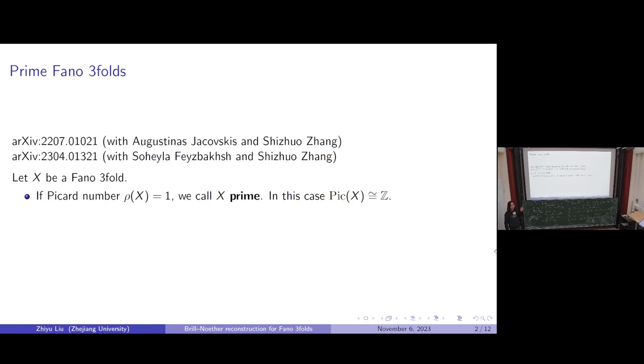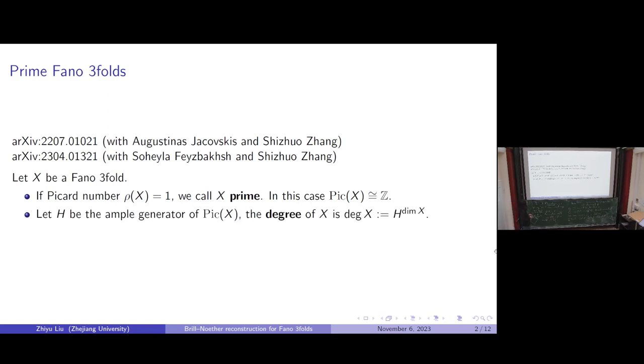We start with a Fano threefold, and we call it prime if it has Picard rank 1. In this talk, we only consider prime Fano threefolds. Since it has Picard rank 1, we can pick an ample generator of its Picard group and define its degree by this intersection number.